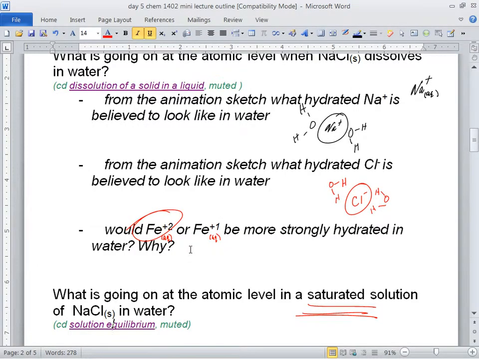That's a dynamic equilibrium. The solution's saturated. You can't get any more to dissolve. So it looks like the solution is nice and steady, but there's dynamic equilibrium going on there. The surface is continually being refreshed.